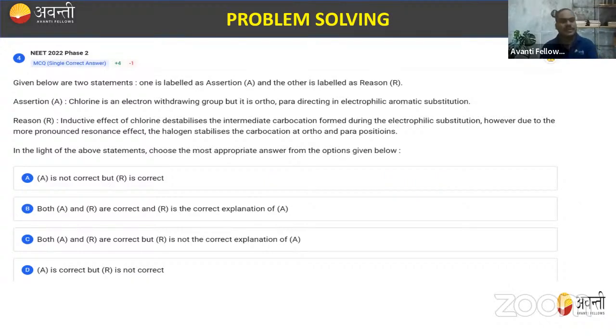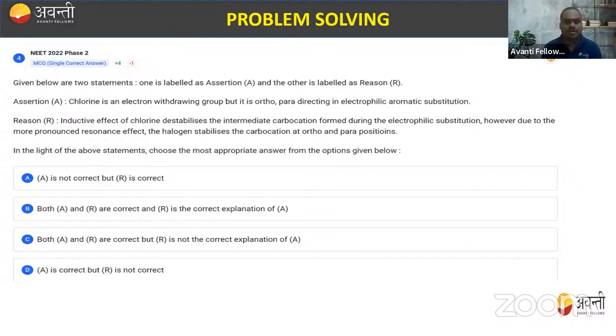Given below are the two statements. So again, this is a statement-based question. One is labeled assertion and the other is labeled reason. So we have two such statements: one is known as assertion and another is known as reason.